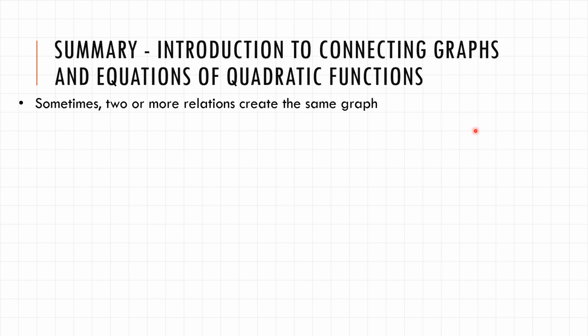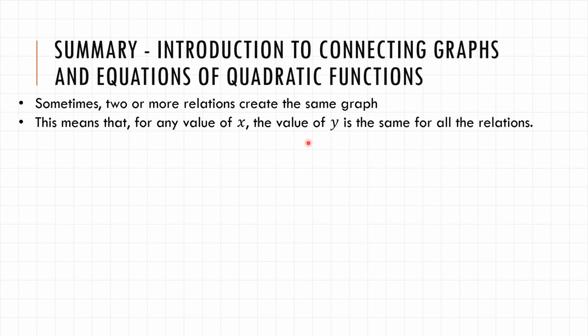When we started this unit, we first saw that sometimes two or more relations actually create the same graph, and that means all of their x and y values are identical. For any value of x, the value of y is the same, and we call these equivalent relations.